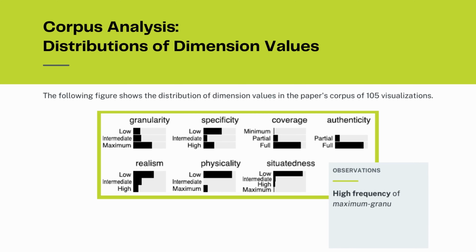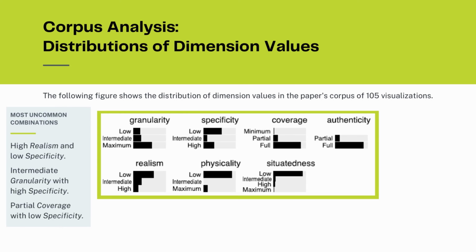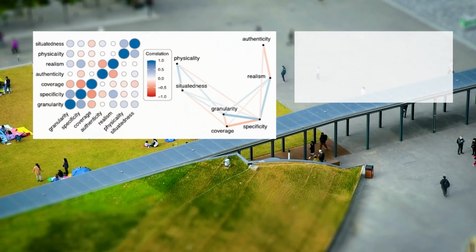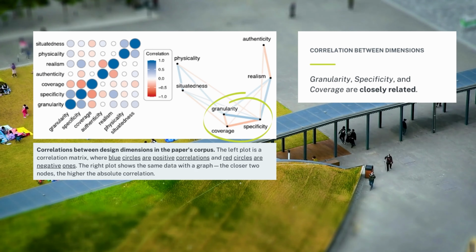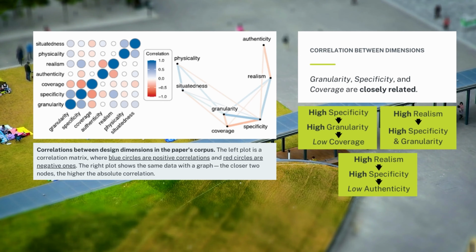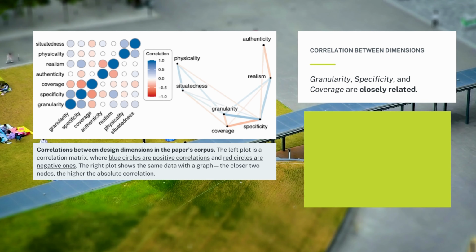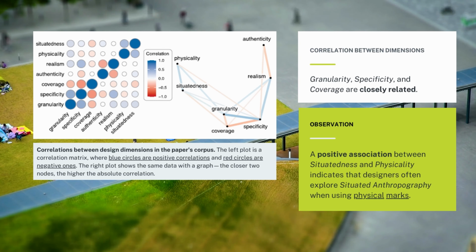We see a high frequency of maximum granularity visualizations and a good number of high specificity visualizations. The most uncommon combinations are high realism and low specificity, intermediate granularity with high specificity, and partial coverage with low specificity. Granularity, specificity, and coverage are closely related. For example, higher specificity means higher granularity and lower coverage, and so on. A positive association between situatedness and physicality indicates that designers often explore situated anthropographics when using physical marks.